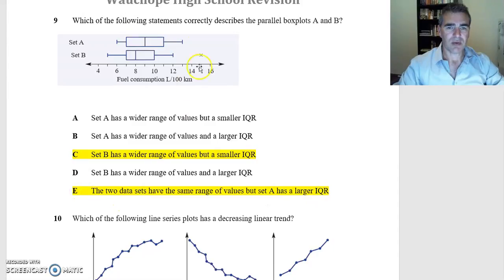But if we exclude that outlier, which I don't think we need to really do, then the 2 data sets have the same range, highest minus lowest and highest minus lowest. And set A has a larger interquartile range. That's if we don't include the outlier. But I think we should include the outlier. So C is our correct answer.